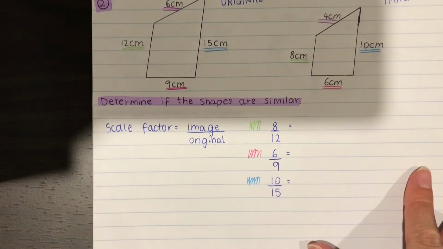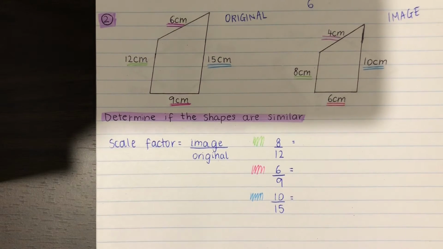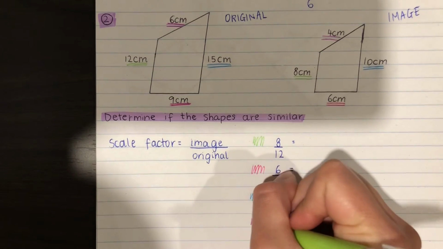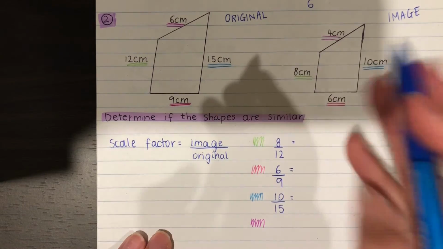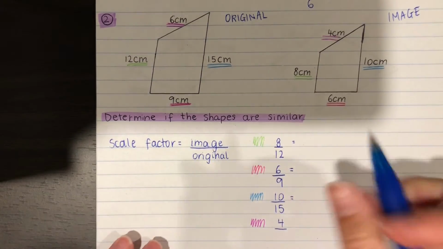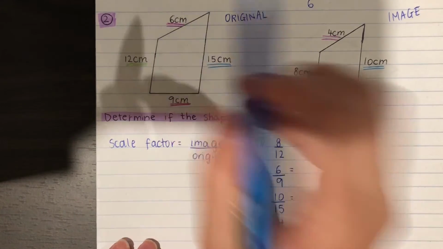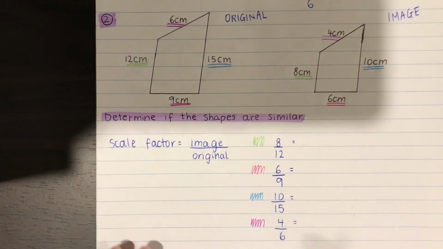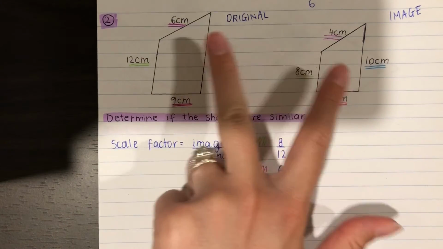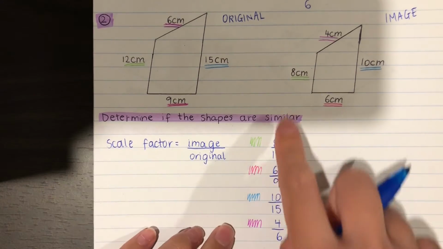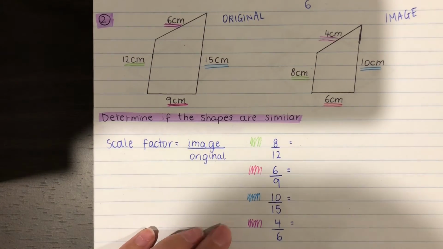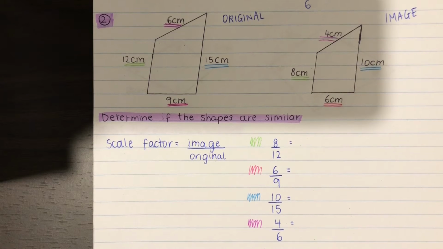Then we have purple, lucky last. Image is 4. Original is 6. So for these two figures to be similar, all these answers, the scale factor, must be the exact same. So let's see if we get the same answers.